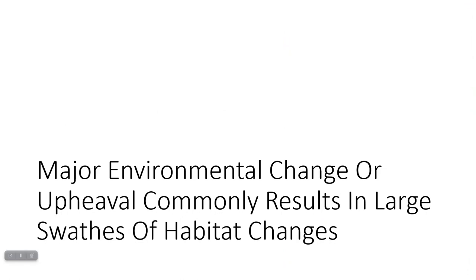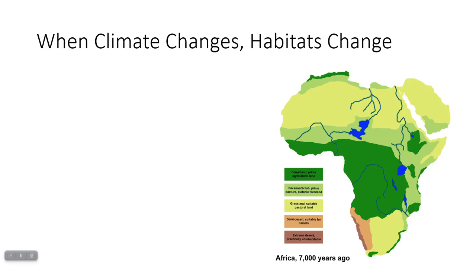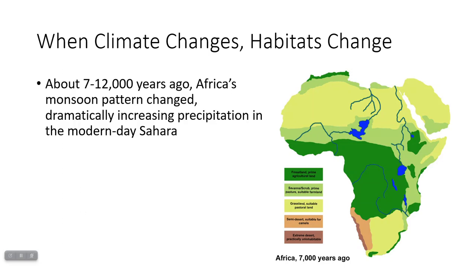So when you have these major environmental changes, that can change habitats as well. Here's a big example. About 7 to 12,000 years ago, there was a change in the monsoon pattern of Africa. There is this area south of the Sahara that has seasonal monsoons that come in and give a lot of precipitation and allow those areas to be fertile and support grasslands and human settlement. Well, around 7 to 12,000 years ago, that monsoon pattern shifted north. Nowadays it's down here, but it shifted north and ended up increasing precipitation in the modern-day Sahara region dramatically.